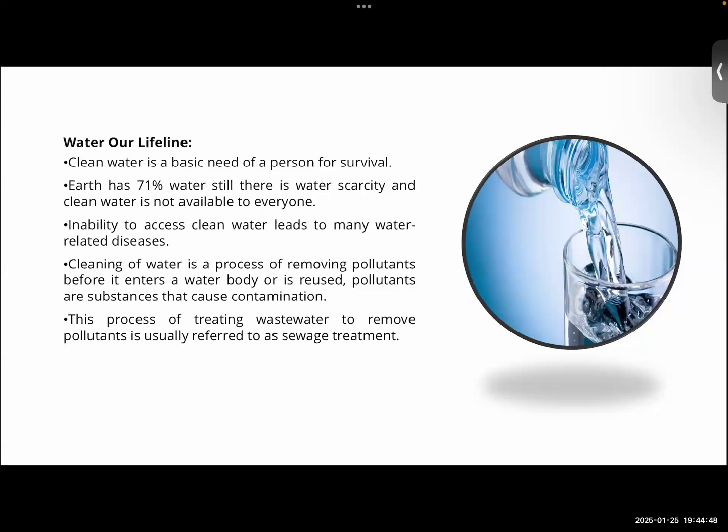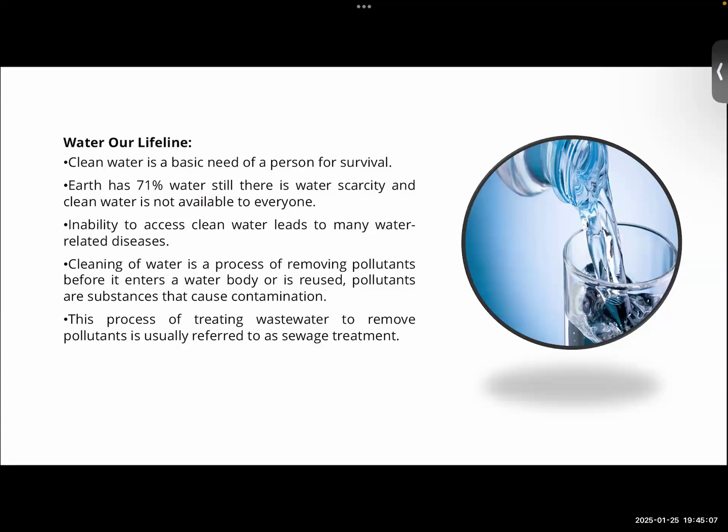Okay. And we see that water is basically our life, and without water there is no survival. Getting it? If we did not drink water for a few days, we might die of dehydration. Okay, read the given paragraph.